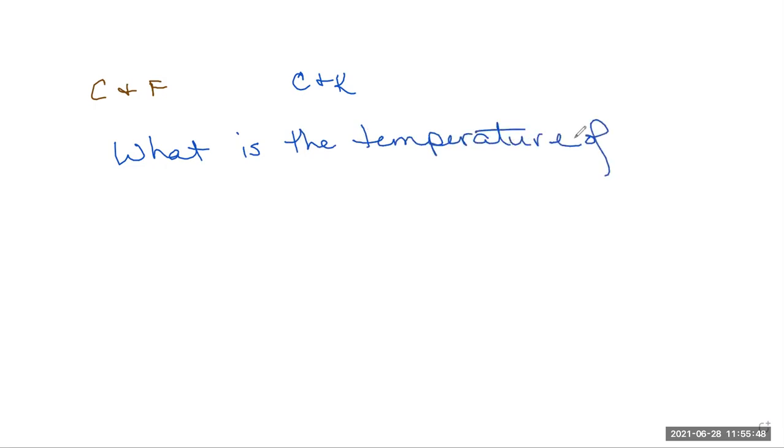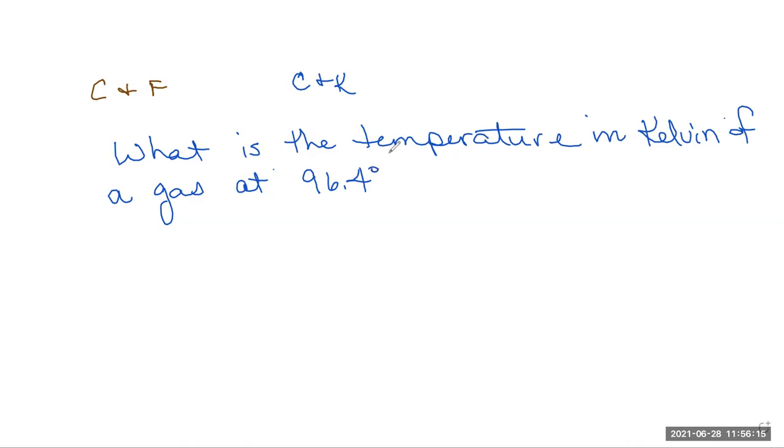And we talked about how to convert between Celsius and Kelvin, but let's do a couple examples of Celsius and Kelvin. So what is the temperature of a gas in Kelvin? I should specify what I want. In Kelvin of a gas at, let's say, 96.4 degrees Celsius. Okay, remember their intervals are the same, so we're just going to be offset by 273.